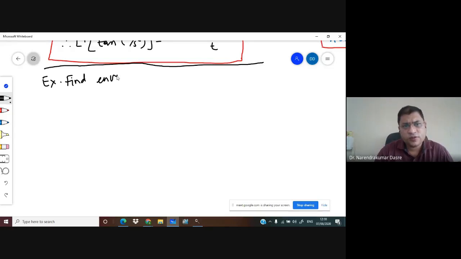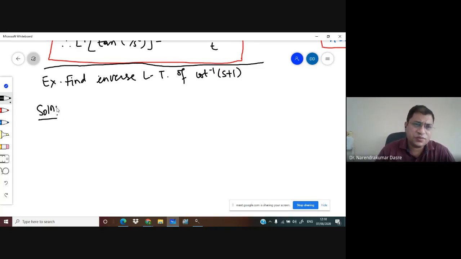Find inverse Laplace transform of cot inverse of s plus 1. So we go with the solution. Let f bar of s is equal to cot inverse of s plus 1. So this is the given function.